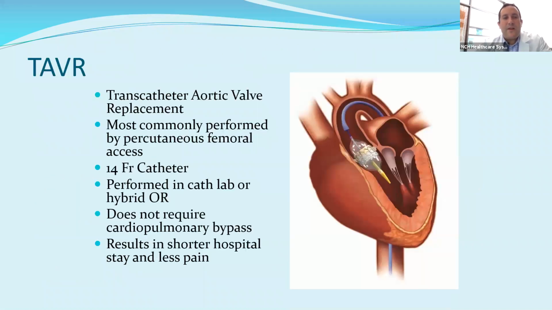The third option is the transcatheter aortic valve. This is the valve that we place through the groin. Most commonly performed by femoral access, meaning through the groin. It's a 14 French catheter. It goes in through the groin in a cath lab or a hybrid operating room.